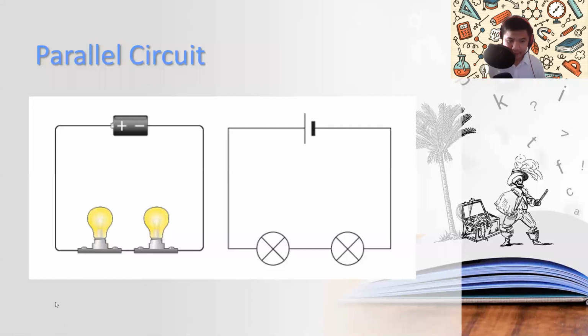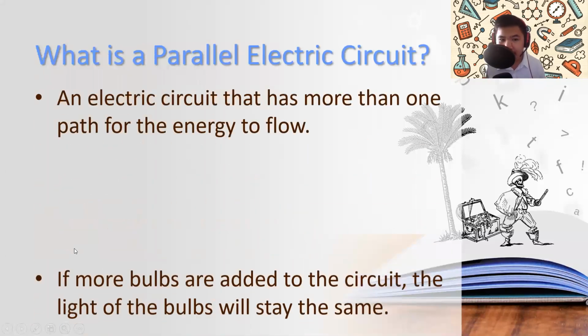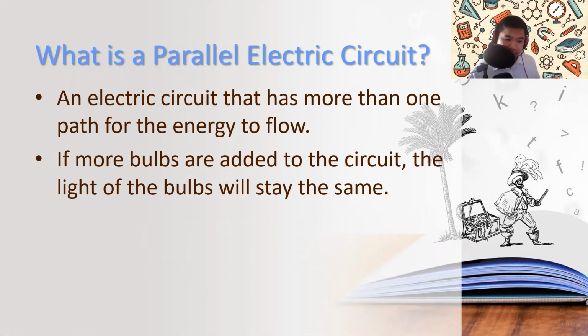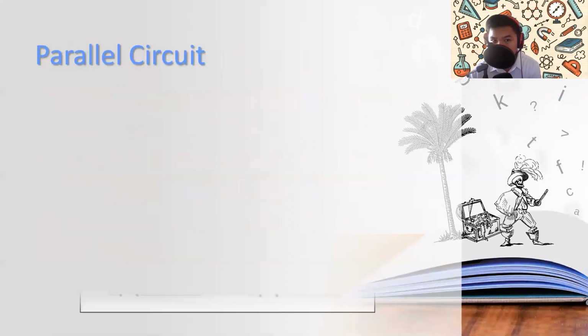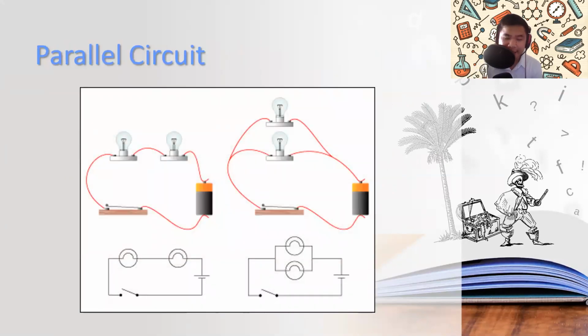Now, the parallel circuits. If more bulbs are added to the circuit, the light of the bulbs will stay the same. There's no change. If that area has 10, the other one has 10. I will show you later. And the most important one, if only one bulb is broken, the other bulbs will still light up. This is a parallel electric circuit.